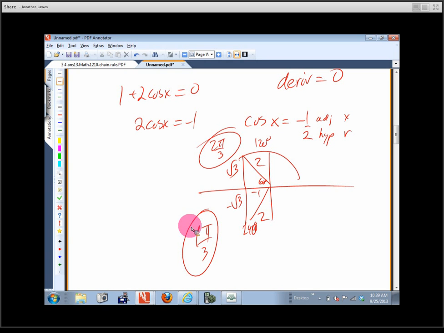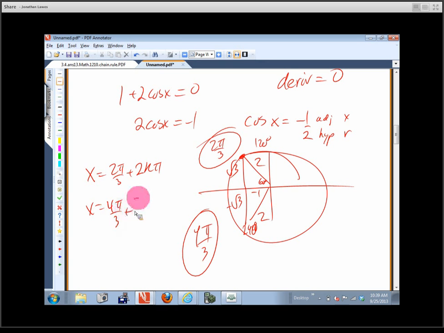No, we take each one of those and they repeat. So this one right here, I get the exact same trig value if I go around full circle. So what we do is we say this would be 2 pi thirds plus 2k pi. And then the other answer would be 4 pi thirds plus 2k pi. Remember that stuff? Okay.